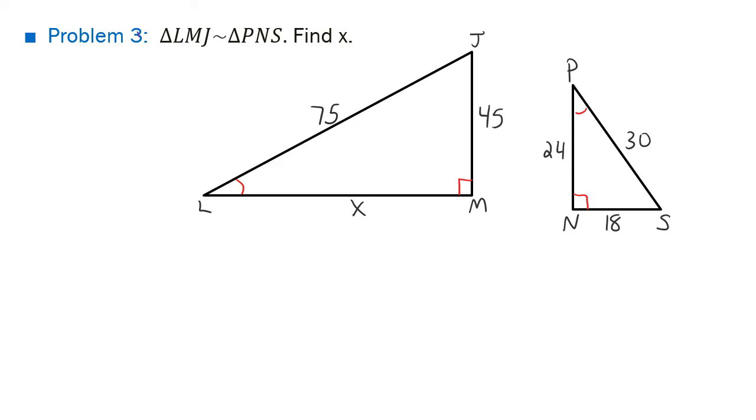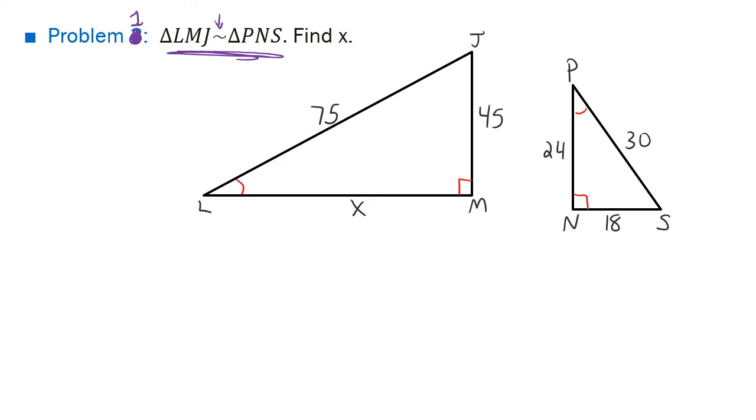All right, so problem number 1. It's letting us know that triangle LMJ is similar to PNS. So we know these are similar because it tells us right up here. This is the symbol for similarity. It wants us to solve for x. So we're going to make a proportion to solve.